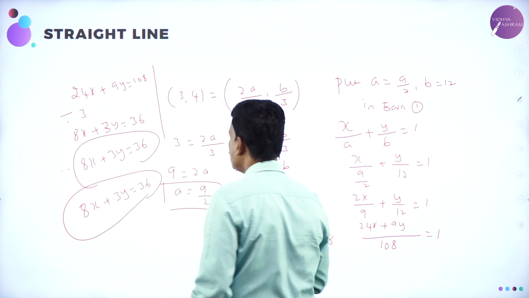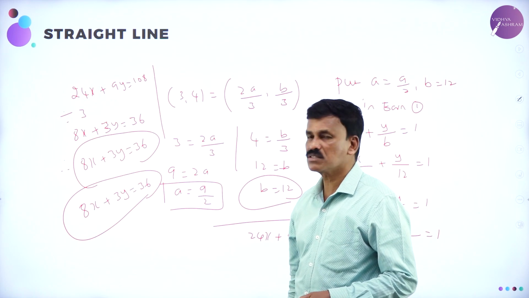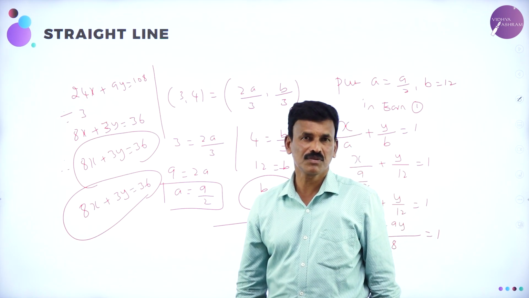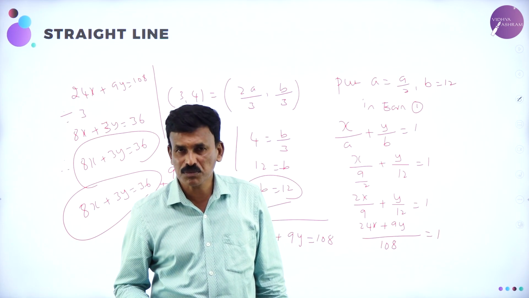So divide this by 3. If you divide by 3, what is the answer we are going to get? 8x plus 3y is equal to 36 is the required equation of the line. That's it. Hope you followed. Okay. Now move on to the next problem.